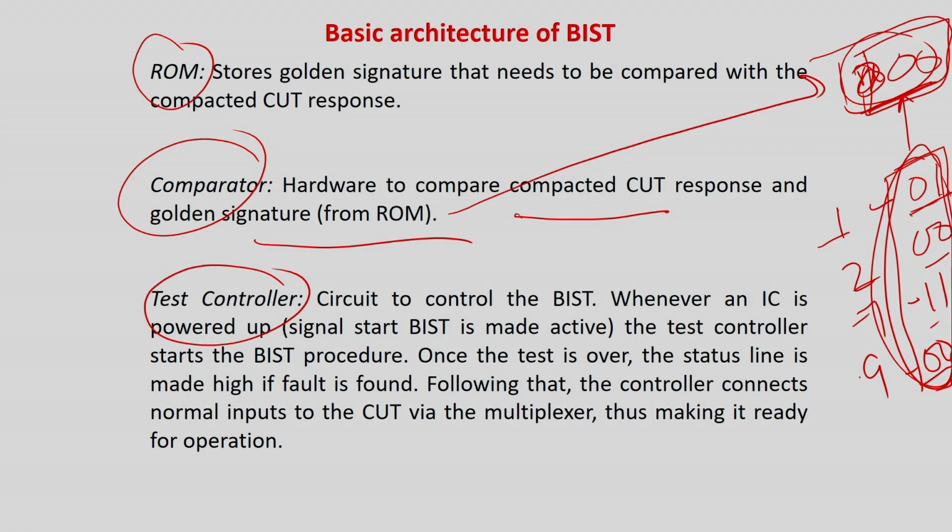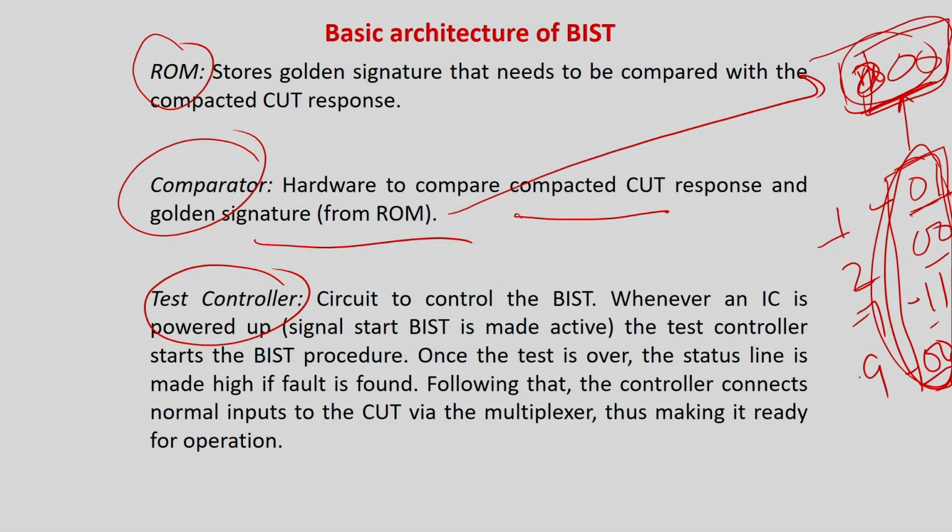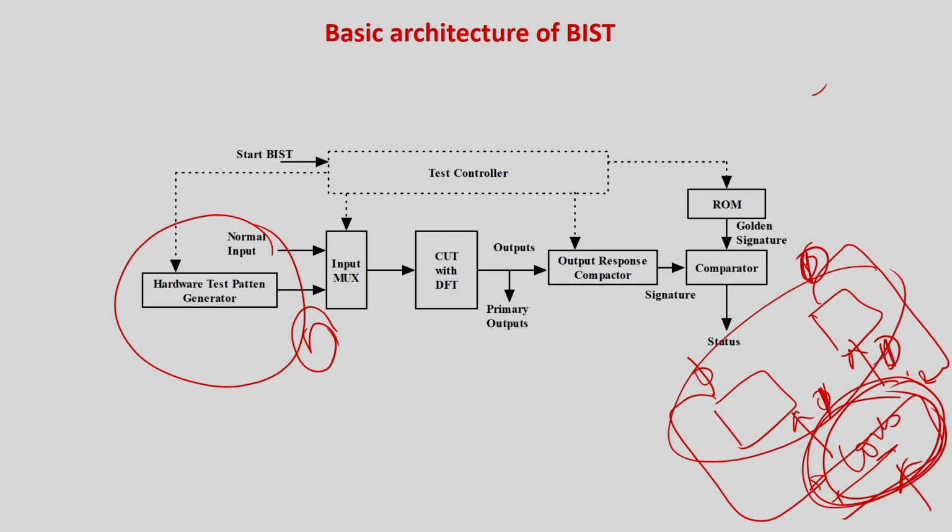After that, when the test is okay, it will switch the input so that inputs from the normal primary inputs come to the circuit. That is one of the jobs of the test controller. If any fault occurs, it will flag that this device has a fault, and something else can be done over this. So these are all the components I have described for this hardware.